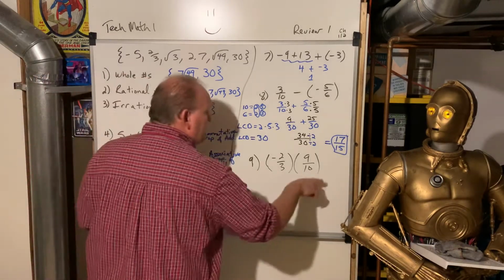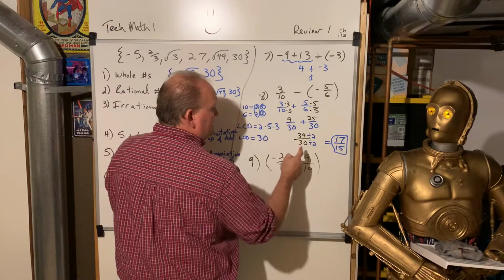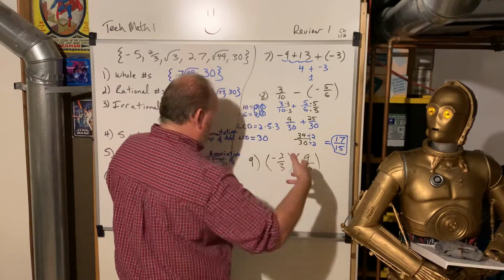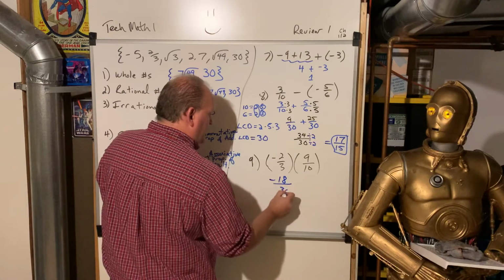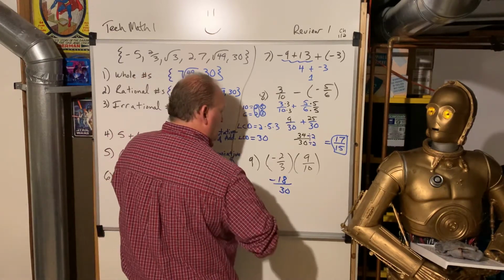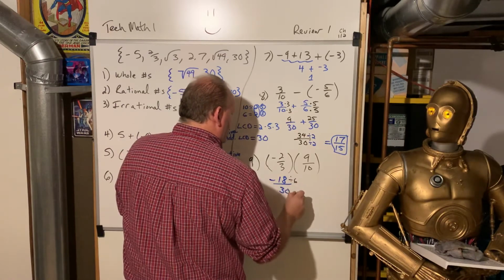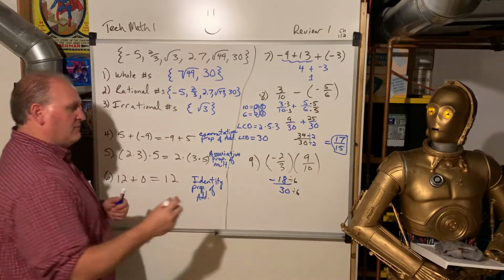All right, so multiply. There's two ways you can multiply fractions. You can just do numerator times numerator, denominator times denominator, and reduce. That's a way. Negative 18 over 30. And now I reduce that. 6 goes into both of those. So divide by 6, and I end up with negative 3/5.